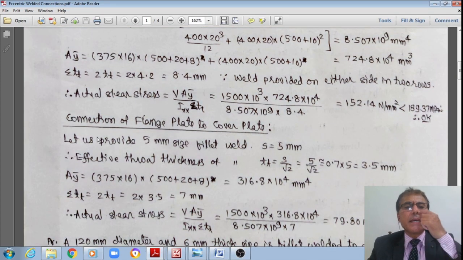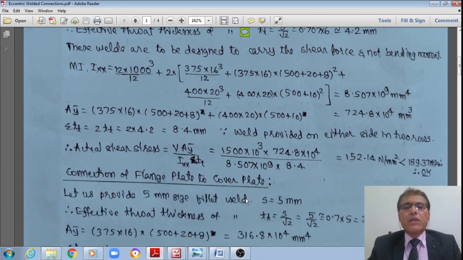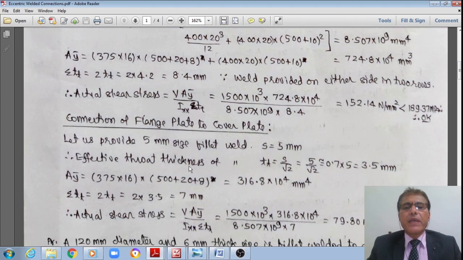Just now we have seen that the load here is small, student. Therefore, I'll reduce the size from 6 mm. In the previous case, we assumed 6 mm. Now I'll reduce the size to 5 mm, or you can even provide the same 6 mm. It is left to you. But if you want to economize, you provide 5 mm. Therefore, the effective throat thickness tt is equal to 0.7 multiplied by 5, which is equal to 3.5 mm.